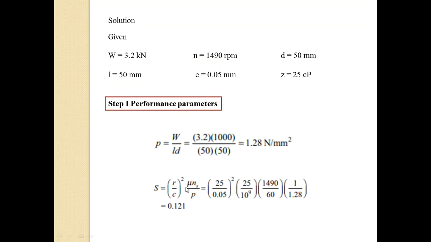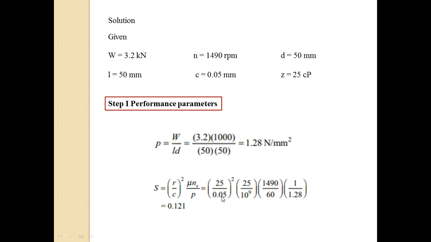R divided by C, bracket squared, into mu into Ns divided by P. So put the value of R. What is the value of R? That is 25, since the diameter is 50. That means R is equal to 25 divided by the value of C, that is 0.05. Hold this bracket squared, into, in the next bracket, 25, that is the value of mu, 25 divided by 10 raised to 9.